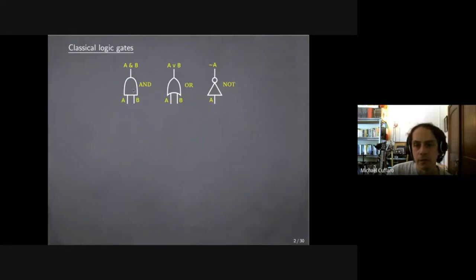So in the circuit model of classical computation, we typically use, actually we don't use this many, I'll get to that in a minute, but we use classical logic gates. So for instance, we have the AND gate, which is symbolized like that.